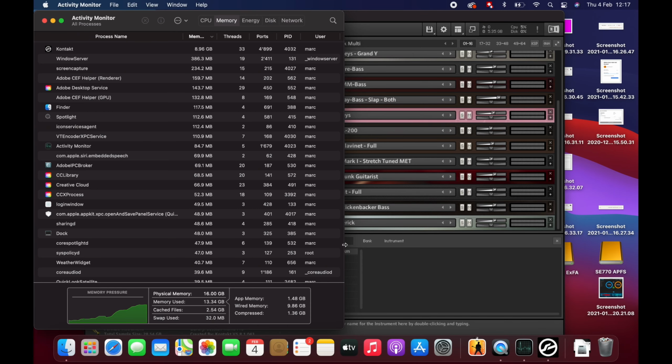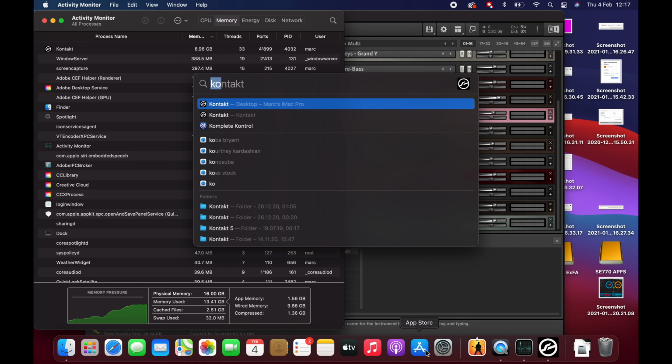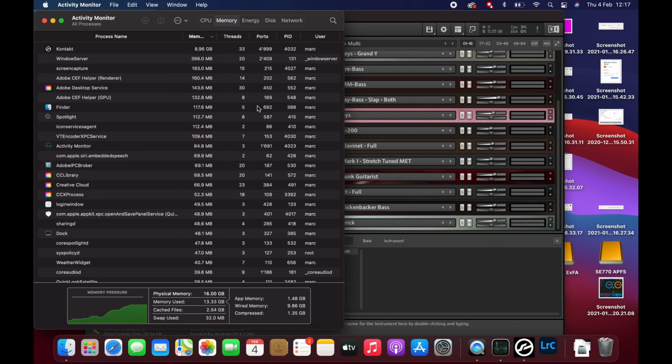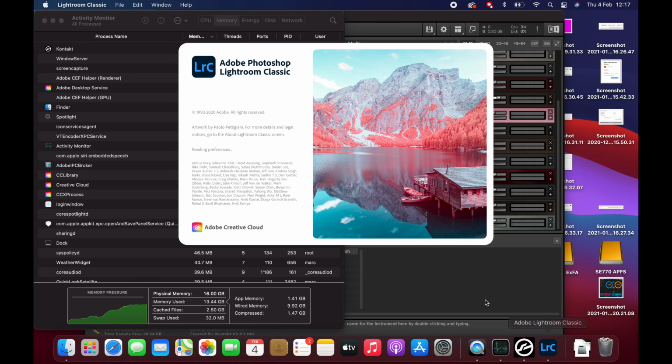All right, so that's about the situation with the same instrument. So these 16 Kontakt instruments loaded in Kontakt are using 9 gigabytes. So we have theoretically still memory left. Here we see that we have about 2.6 gigabytes left. So let's start Lightroom and see how this goes.